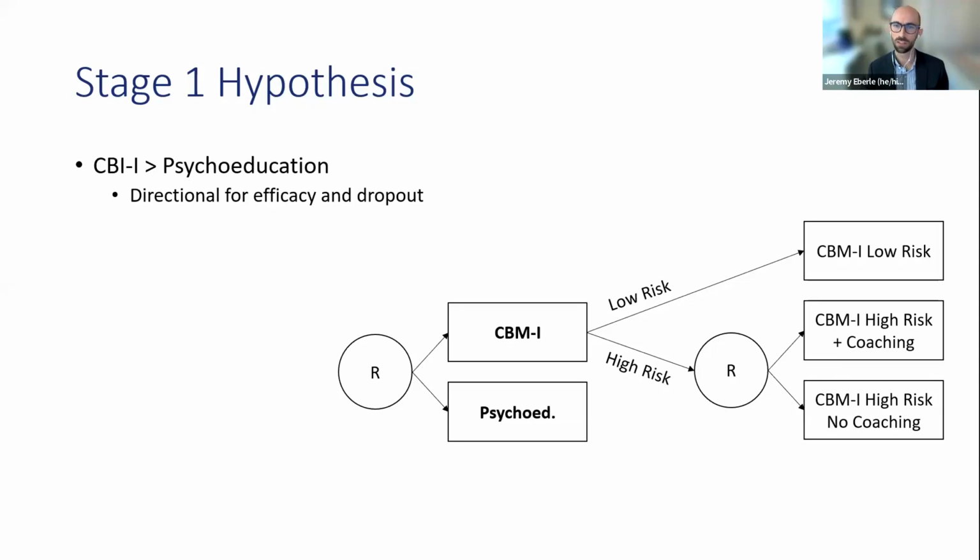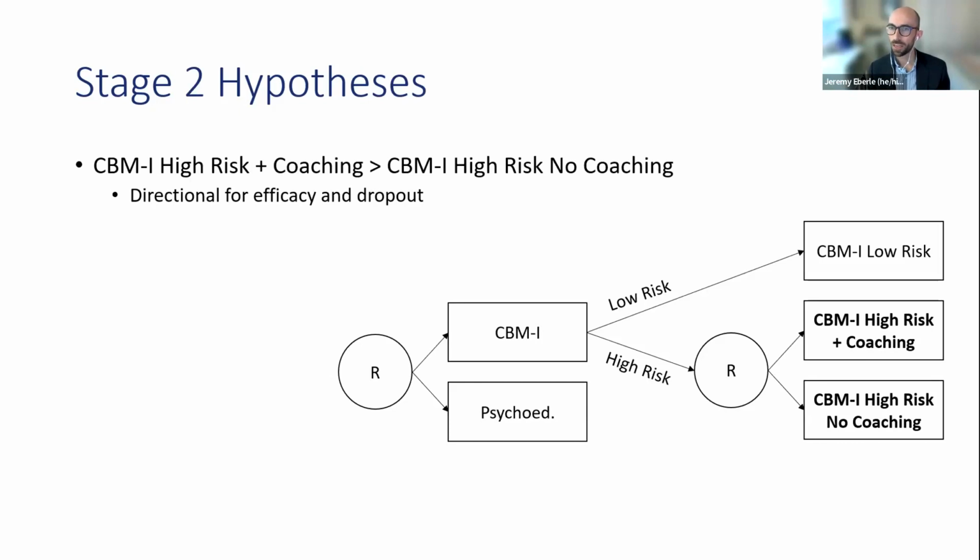So first was we expected the CBMI group to outperform the psychoeducation group on anxiety symptoms and interpretation bias over time. So we expected the CBMI group to improve more. And we also expected the CBMI group to drop out at a lower rate than the psychoeducation group. So this was what we call our stage 1 hypothesis for the first stage of randomization. And then we had various comparisons of the stage 2 treatment arms.